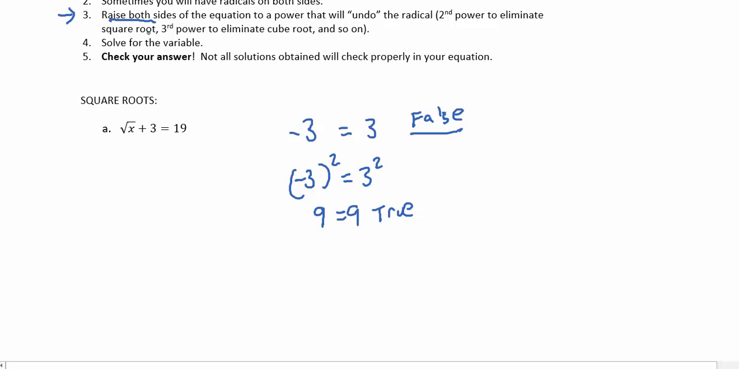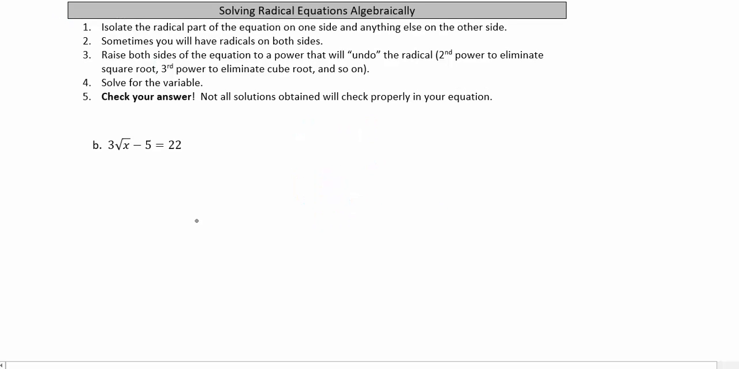But when you use step 3 and square both sides, you end up with something that appears to be true. This is why you have to check that solution to make sure that this situation did not happen. Let's do a few more problems.